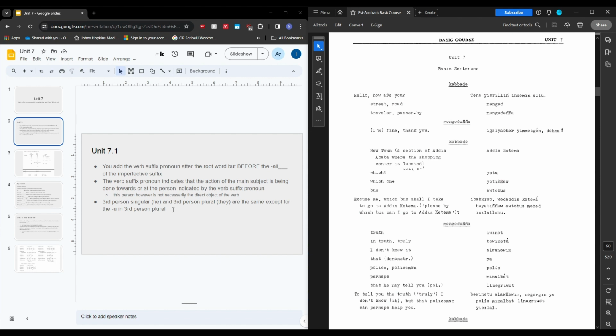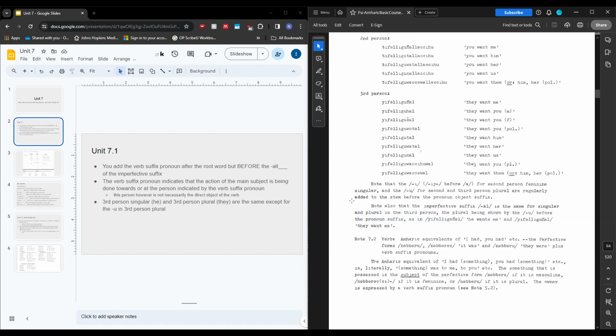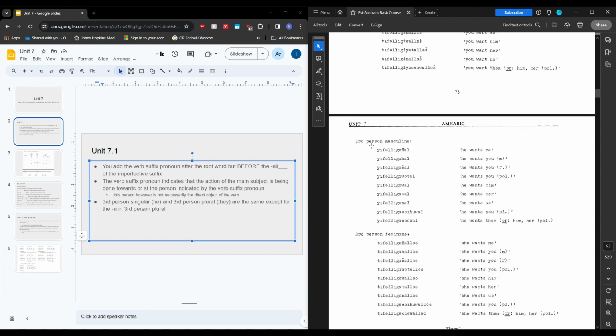So I actually am re-recording one little part of this because I got it wrong when I explained it initially, but the textbook later on down here mentioned something that it wants us to keep in mind: that third person singular, which is he, and third person plural, which is they, are exactly the same except for this you in the third person plural. And what that means is, here if we wanted to say they want me, this you here, nyal, is what's gonna make this word different from third person masculine. Like if you wanted to say he wants me, this word and the word down below are the same.